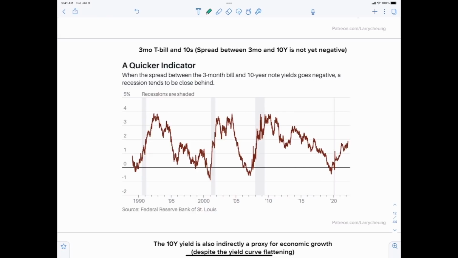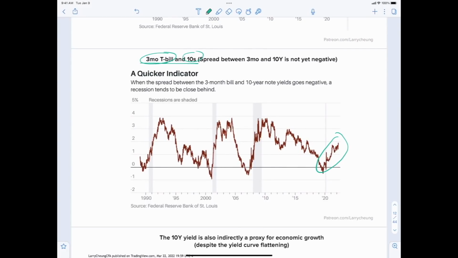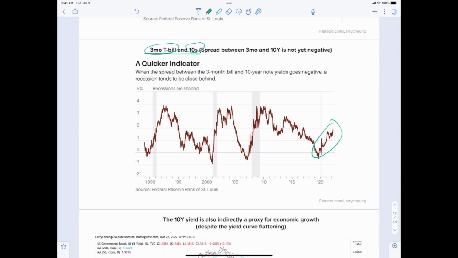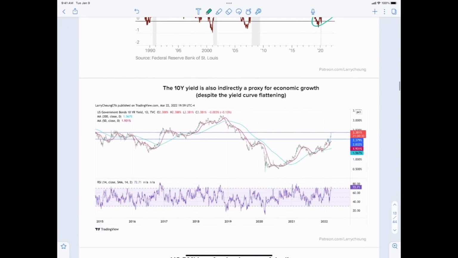Now, another metric that I like to look at is the difference between the 3-month T-bill and the 10-year yield. We can see that the gap between the shortest maturities out there in the bond market and the 10-year continues to be a respectable gap in spread. So I don't think that a recession is in the cards for the next quarter or even 2 quarters from now, but 12 months from now, that's when we start to be a little bit more cautious.